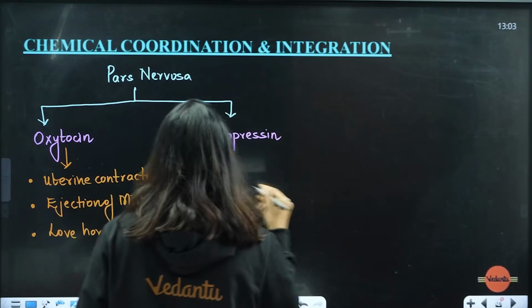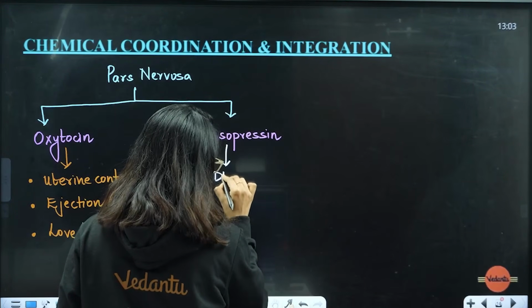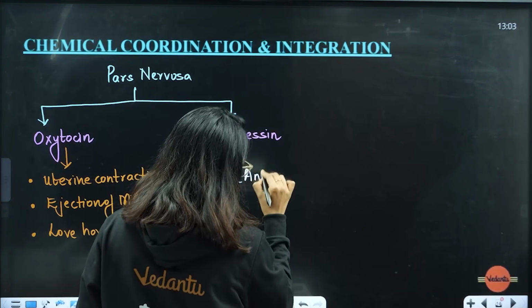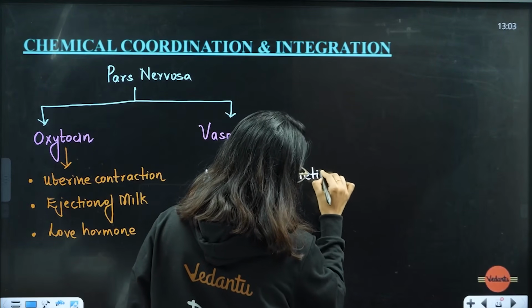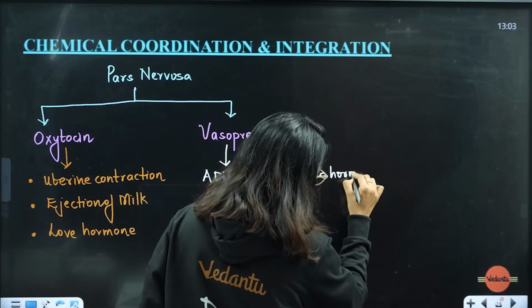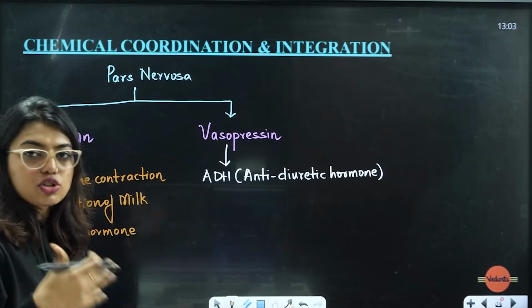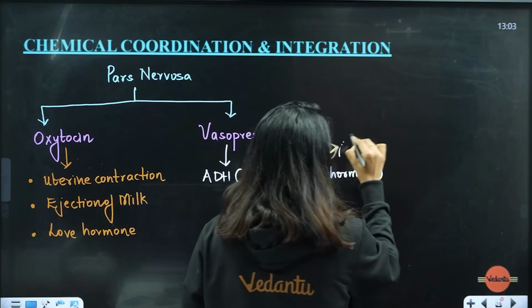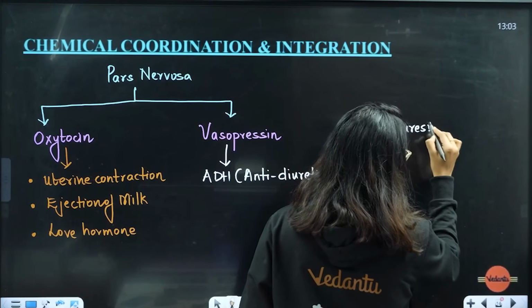After that students, you have vasopressin. Vasopressin is mainly ADH. It is also called as ADH, anti-diuretic hormone. Diuresis means where there is loss of water. Right, this is what happens. There will be loss of water.